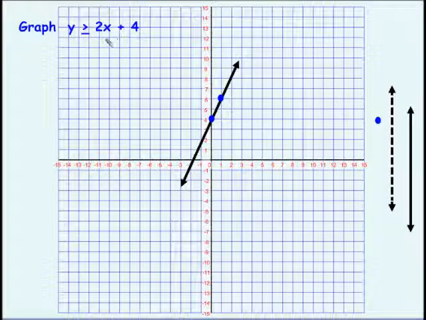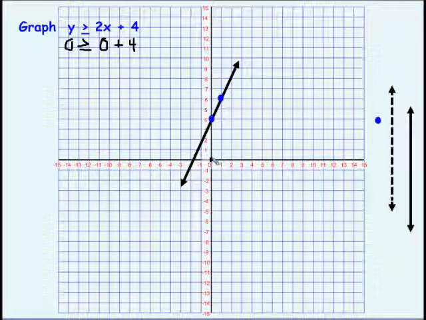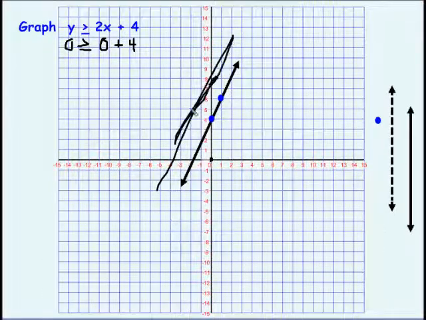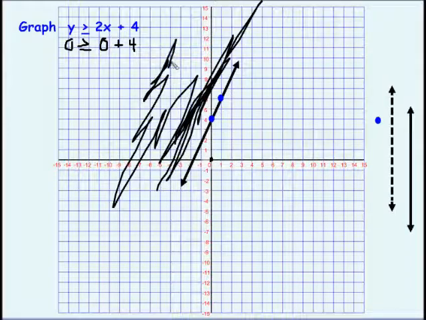So 2 times 0, making x 0, would be 0. We would still have our +4. And if we replace y with 0, we have, is 0 greater than or equal to +4? It is not greater than or equal to. So the point right here at 0, 0 is not included in the solution set. So if I shaded on this side of the boundary line, I would hit 0, 0. So instead, I need to shade on this side of the boundary line.